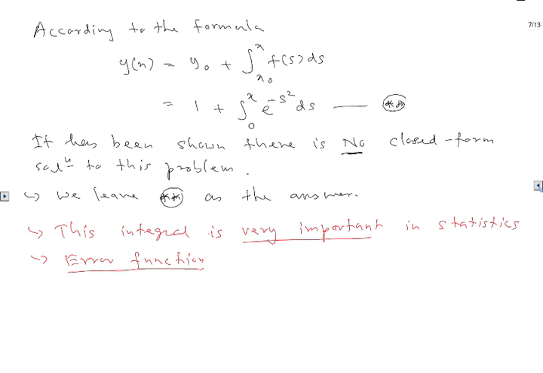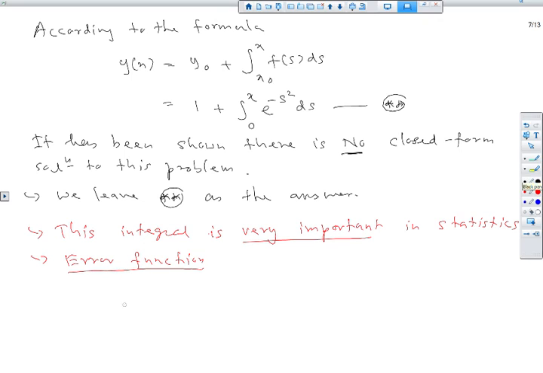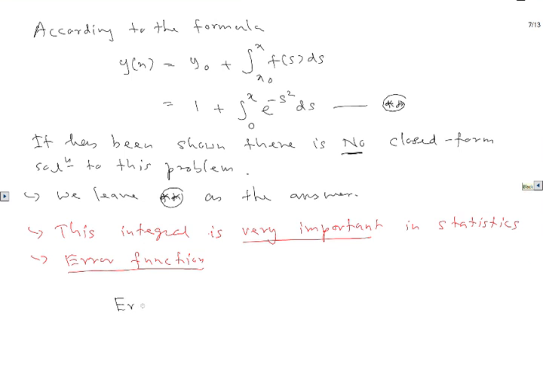So what is the error function? The notation is erf(x). The error function is 2 over the square root of pi, an interesting constant that we call the normalizing factor, times the integral from 0 to x of e to the negative s squared ds. So you can see it's the same integral, but going from 0 to x.